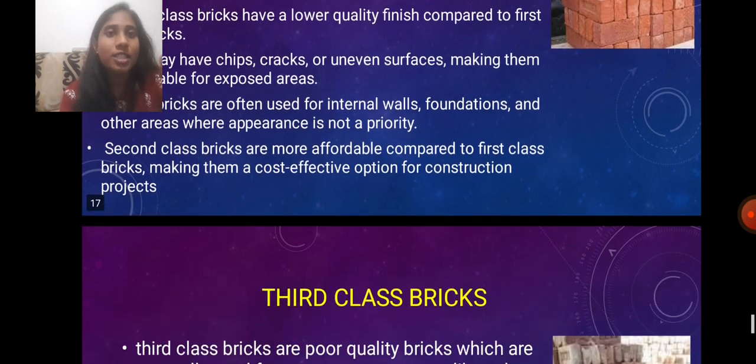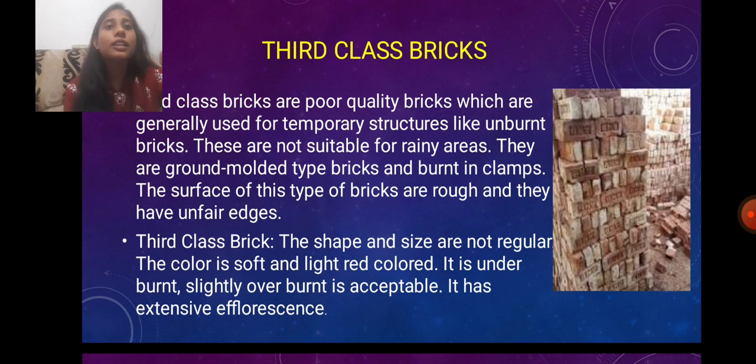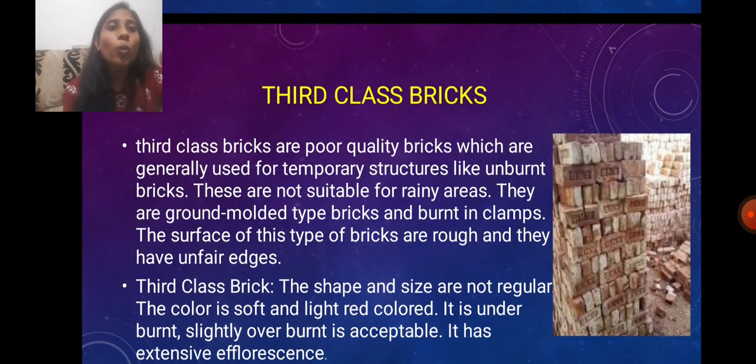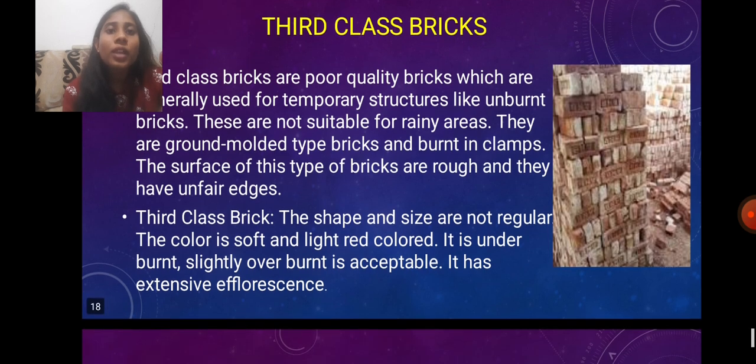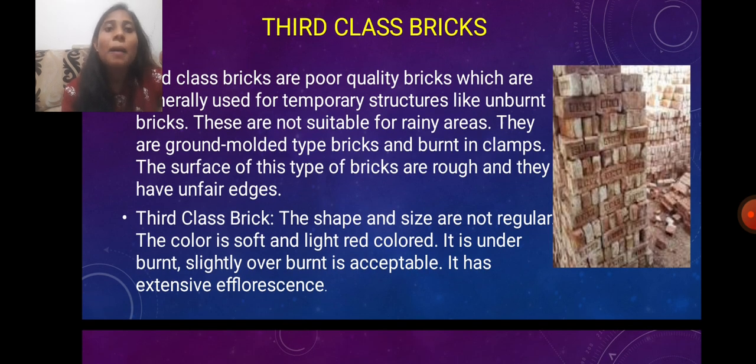Last comes the third class bricks. Third class bricks are poor quality bricks which are generally used for temporary structures, like overburnt bricks. They are not suitable for rainy areas. They are ground molded bricks and burnt in a clamp. The surface of this type of brick is rough and they have uneven edges. Third class bricks have irregular shape and size, and the color is soft and light red as they are under burnt. Slightly over burnt is acceptable, but overly burnt is not acceptable for construction.